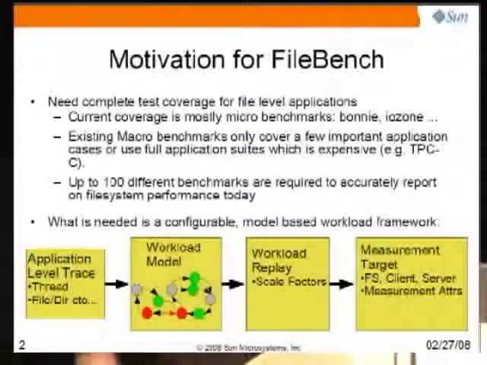So, motivation for Filebench. This started several years ago in the performance group at Sun because they were concerned, trying to look at the performance of file systems, because they were concerned that the benchmarks they had available at the time either generated fairly simplistic workloads or were fairly complicated and expensive to run. They wanted something that was sort of a middle ground, and Filebench was developed to be that particular middle ground.